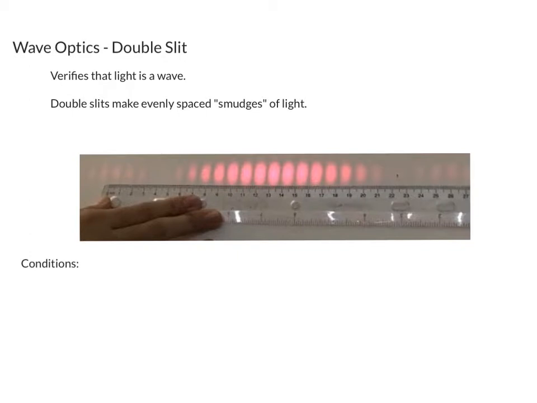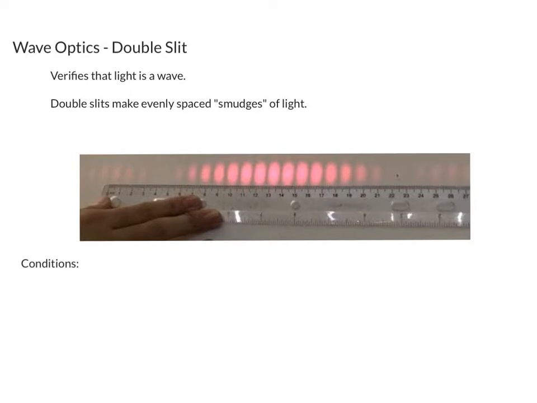There's an actual image taken during class when we were working on the lab. You can see the double slit, they make smudges of light. They've got some width to them. They're evenly spaced and they gradually fade from bright to dark. The brighter ones in the center, the darker ones out to the outside.